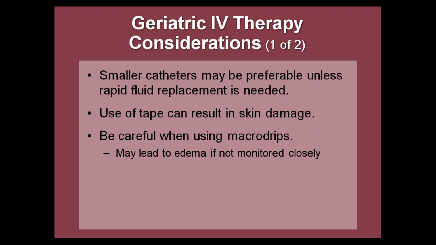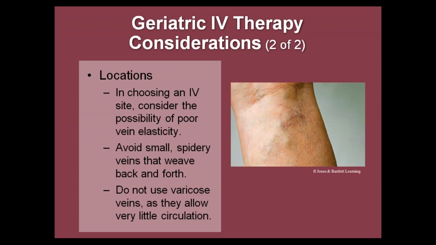Be careful when using macro drips. Again, we want to use micro drips because it's easier to control the flow and easier to monitor how much fluid you're going to give. With kids, by protocol, 20 cc's per kilogram, it's weight-based, is what we're going to give for pediatrics.